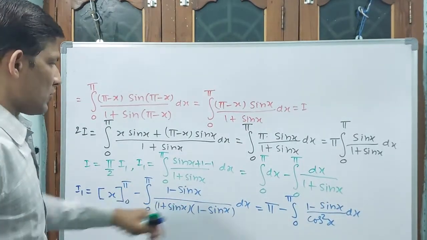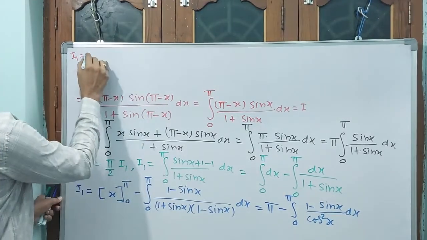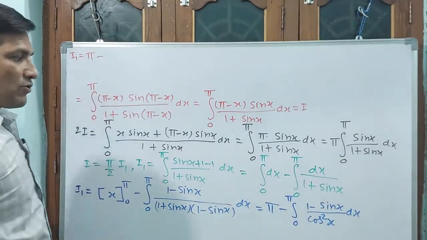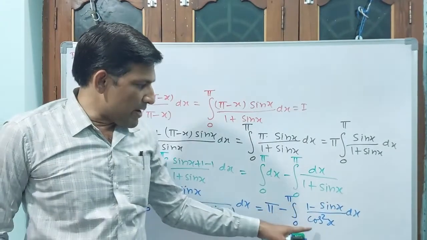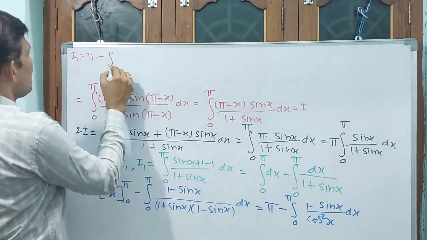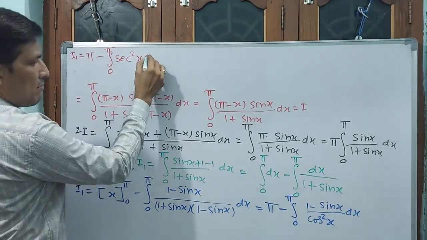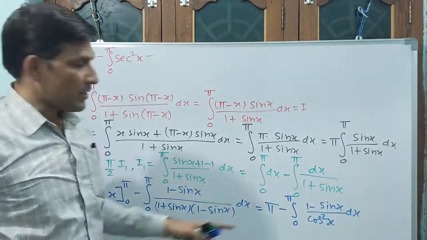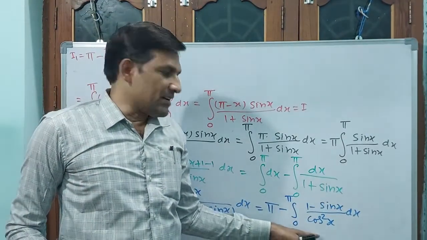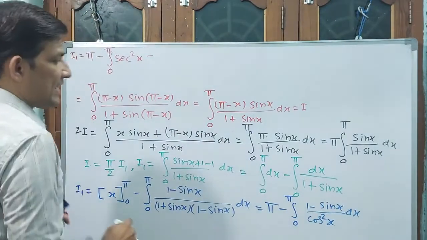I1 is equal to, I am proceeding, I1 is equal to pi minus, now you see, integral from 0 to pi of secant square x minus sin by cos times tan, and another cos will be there. This is going to become secant x tan x.